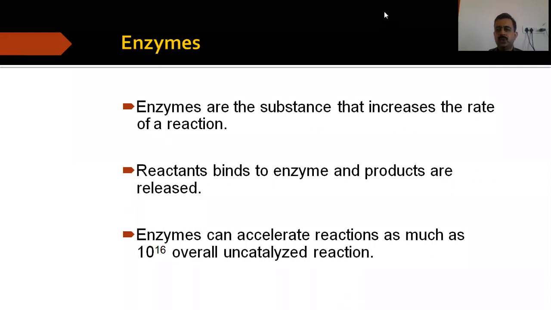Now, we all know a very basic thing that is associated with it. The thing is that enzymes are substances that increase the rate of reactions. Reactant binds to enzymes and products are released. Now, these things we have undergone for a long period of time. Enzymes can accelerate reactions as much as 10 to the power 16 over the uncatalyzed reaction. So, enzymes are said to be pure catalysts and they react with the reactants to form the products.